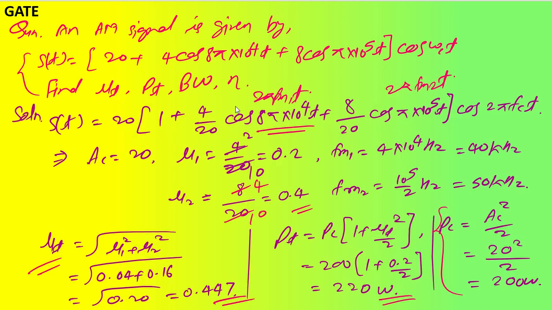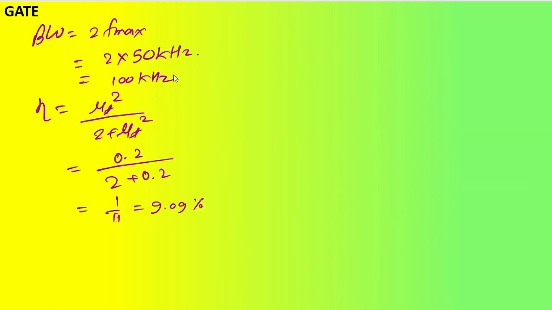Now proceeding to the next, what is my bandwidth and efficiency? Bandwidth will be calculated based on the maximum frequency available in the amplitude modulation. The maximum frequency will be either f_c plus f_m1 or f_c plus f_m2. Whichever is maximum, that will be this 50. So according to the maximum frequency, we calculate 50 into 2, that is 100 kilohertz. How it is calculated, I'll just tell you again.